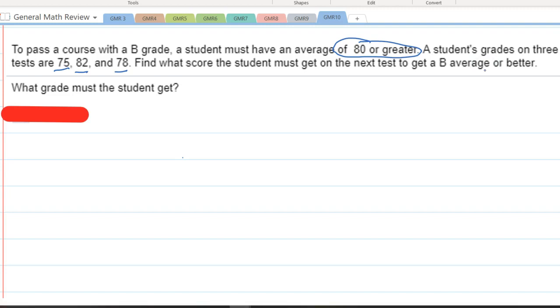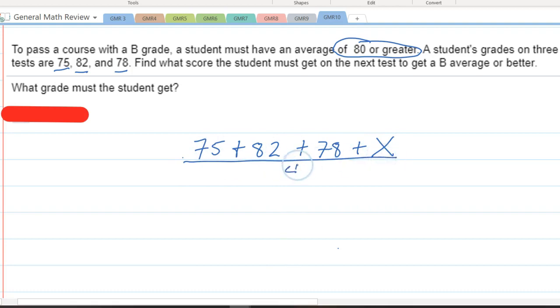Well, we know an average is all the numbers added up divided by that many numbers. So now we write down our key information, 75 plus 82 plus 78 plus the unknown test. If this is an average, there's 1, 2, 3, 4 tests, so I divide by 4. Now we need 80 or greater. That means it can equal 80, or it needs to be greater than 80. So I have a greater than or equal to 80.